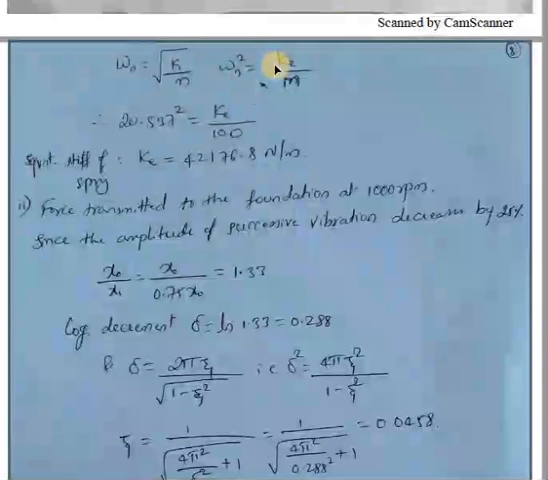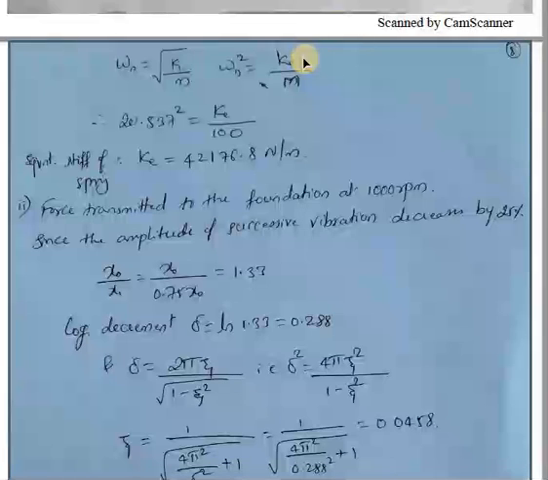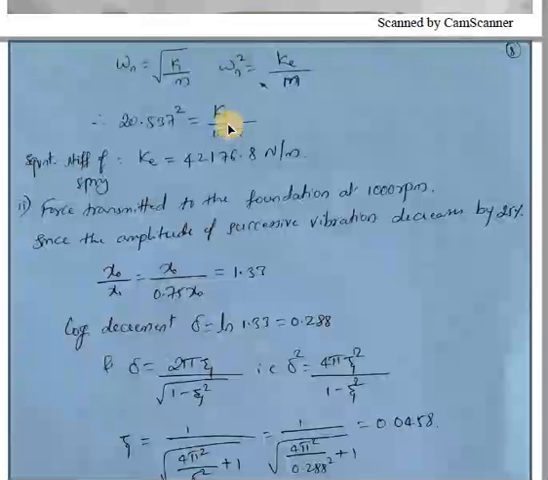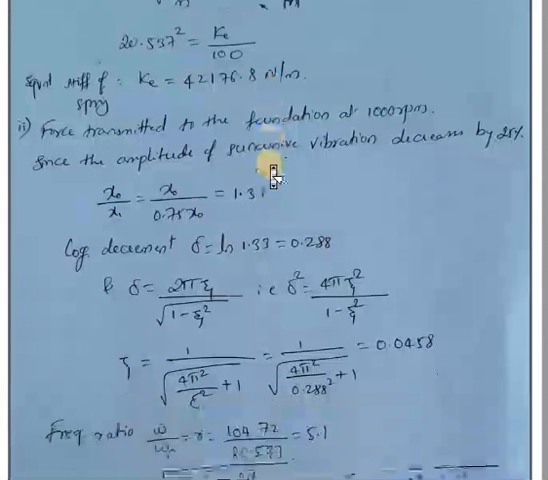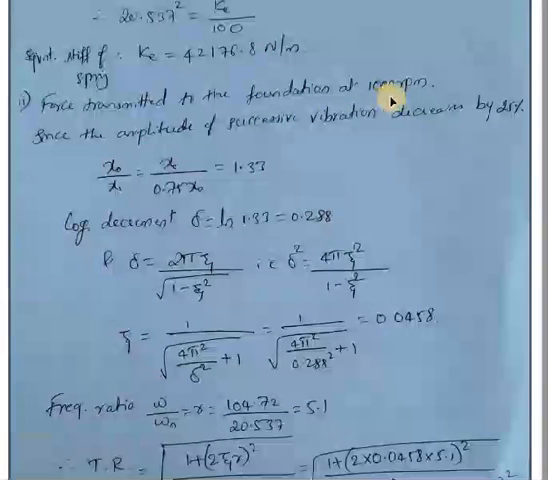So omega n square will be ke by m. Ke, because it is equivalent stiffness. So substitute omega n as 20.53, ke is unknown, and m is 100 kg. If you substitute that, you will get equivalent stiffness of spring as 42,176.8 Newton per meter.